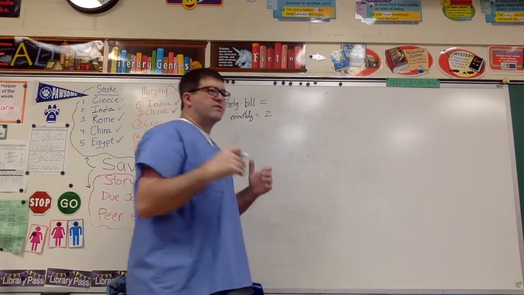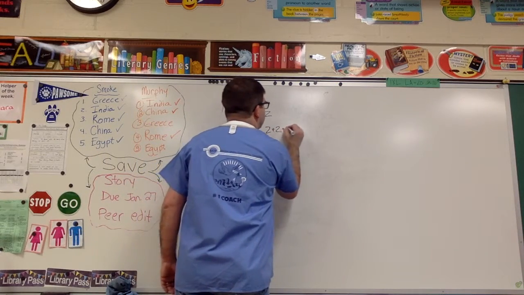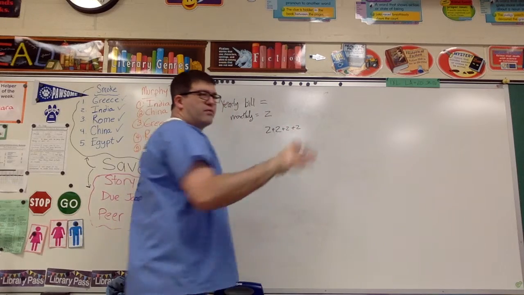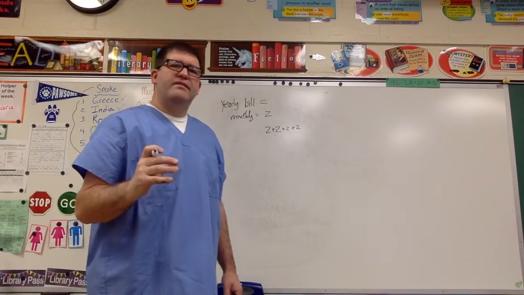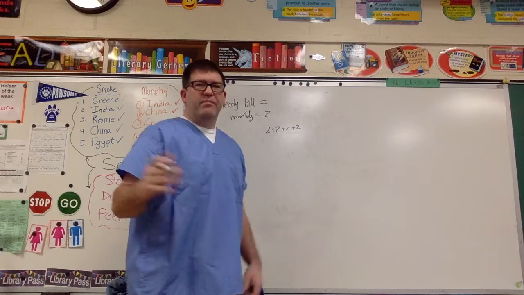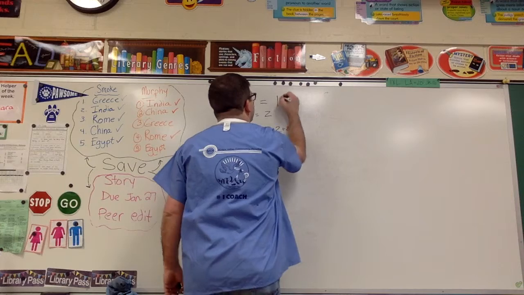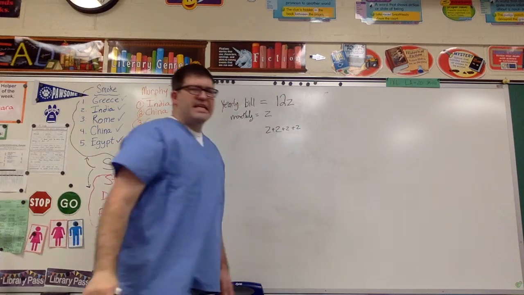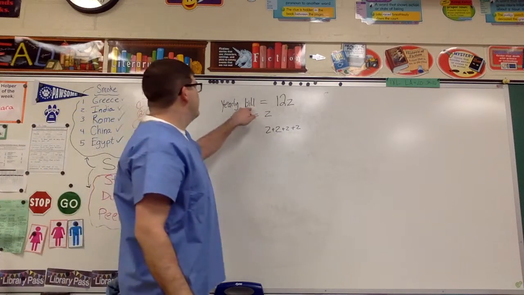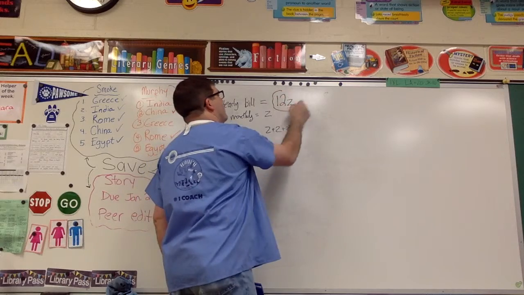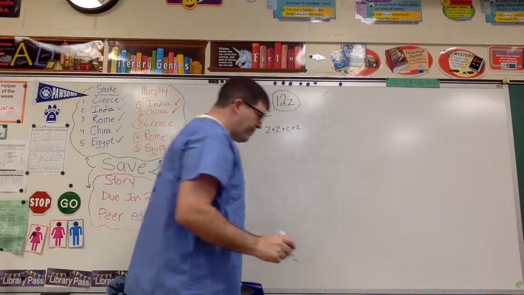So I know that there are 12 months in a year. I could go Z plus Z plus Z plus Z and do that 12 times. That's a lot of work. I want to do something quicker. Since it's the same number Z every month, instead of adding it 12 times, I'm going to multiply it. So I'm going to do 12 times Z. So my bill for a month is Z times that 12 times. That'll get me my yearly bill. So the answer is 12Z. 12 times Z.